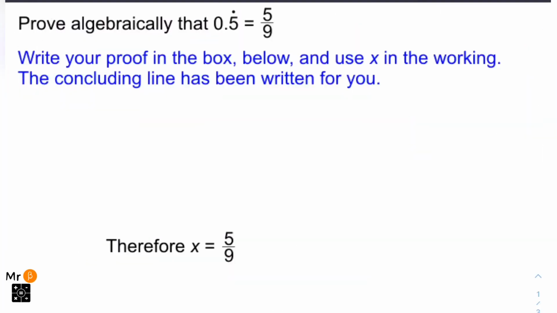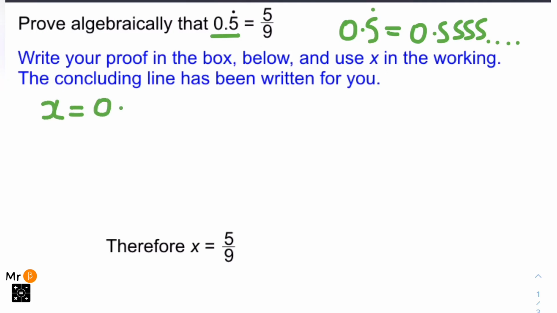So we're going to be looking at proving algebraically that this recurring decimal, this never-ending decimal, is equal to 5/9. To begin with, we need to remember what the recurring decimal actually means, and that just means that this 5 is repeated infinitely, so forever. We use the dot above the 5 to show that. So because it's asked for this to be proved algebraically, we need to start with x equals our 0.5 recurring.